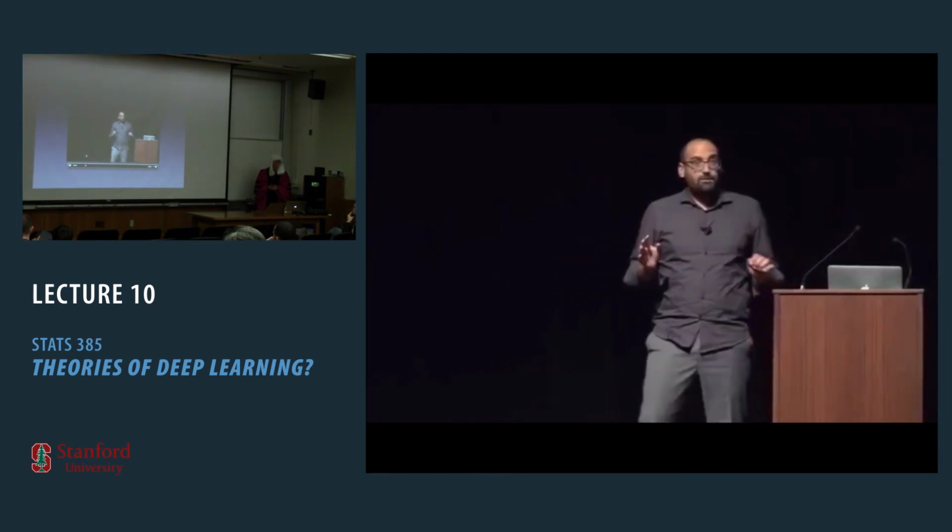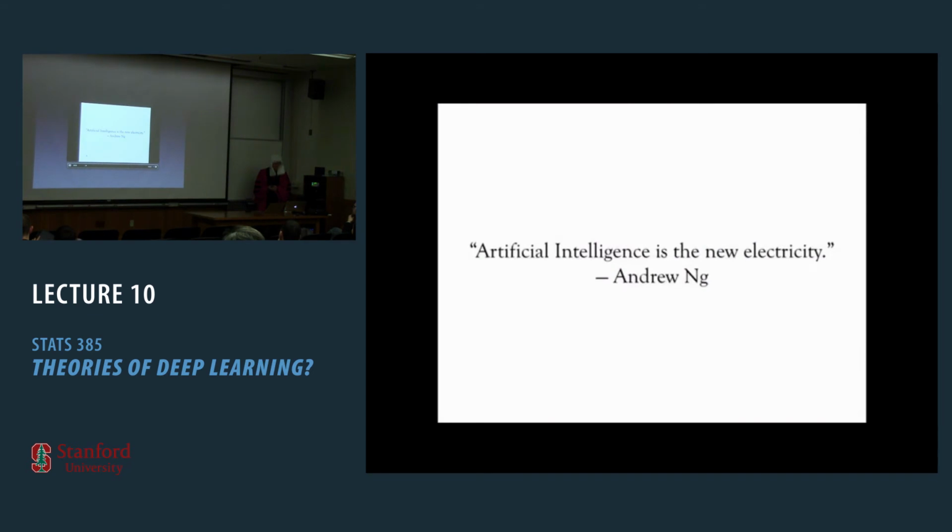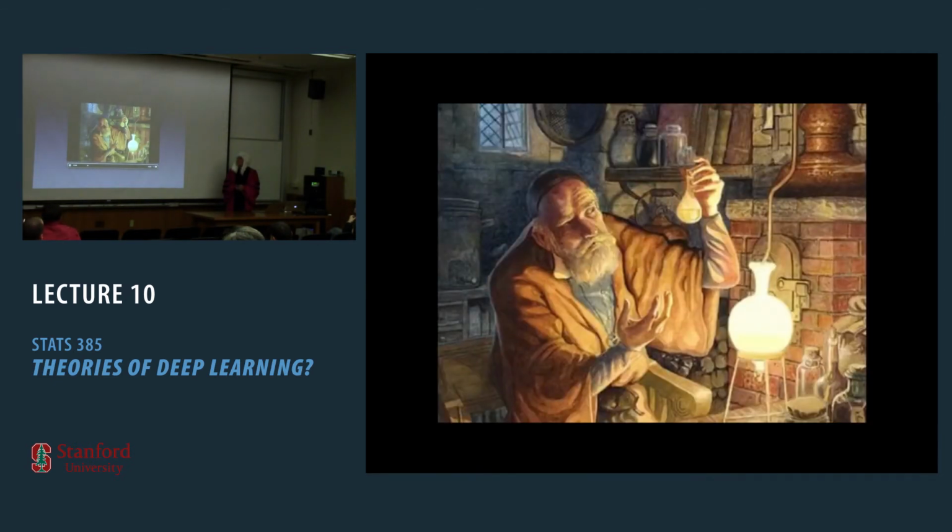There's a self-congratulatory feeling in the air. We say things like, machine learning is the new electricity. I'd like to offer another analogy. Machine learning has become alchemy. Now, alchemy is okay. Alchemy is not bad. There's a place for alchemy.